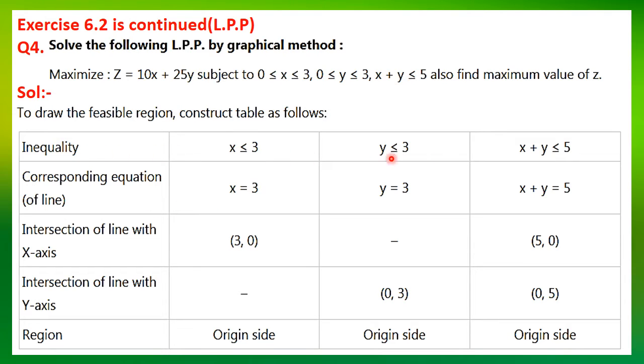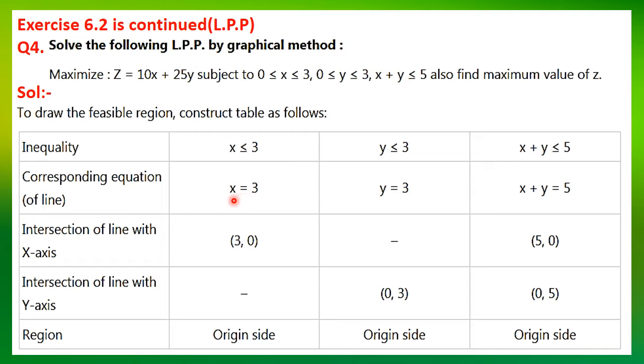So the inequalities are written first and then the corresponding equations. That is, x is equal to 3 is the equality corresponding to the inequality x less than or equal to 3. Then for y less than or equal to 3, the equation will become y is equal to 3, and for x plus y less than or equal to 5, we will write the equation x plus y is equal to 5.